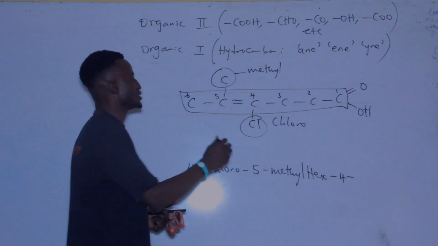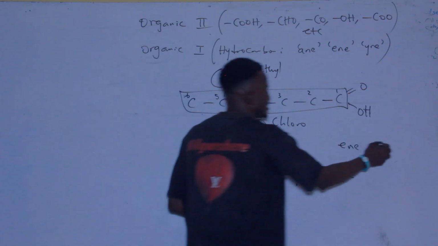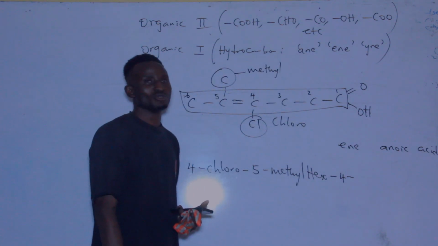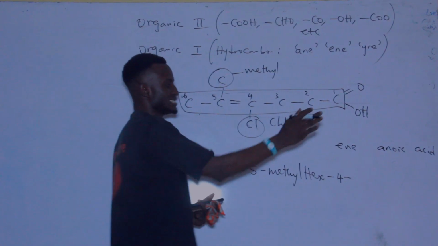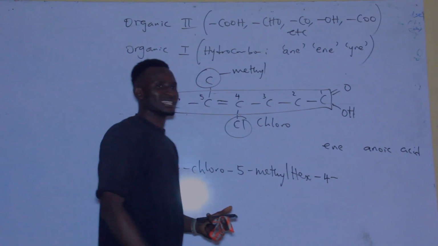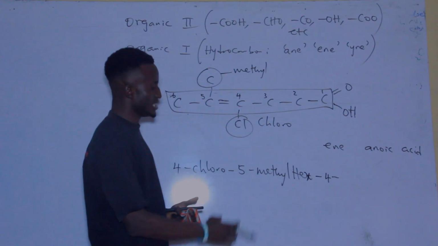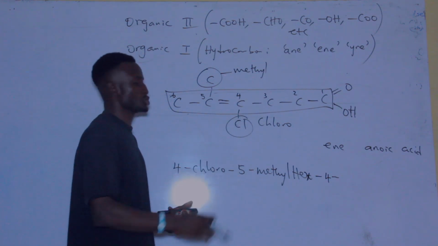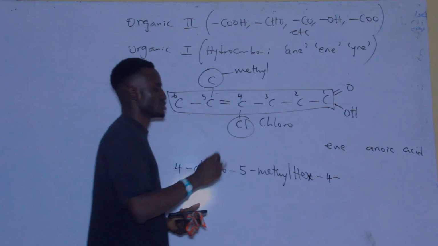But there's a mixture of organic 1 which is ene, and the mixture with what? With carboxylic acid, which is anoic acid. So we have the mixture of organic 1 and organic 2. The law still says that the organic 2 must be the one to end the naming, and that is anoic acid. But we cannot just erase the organic 1 like that. If you just put hex-4-anoic acid, then as a scientist, you may not be able to observe that there's a presence of organic 1 in the structure. But the presence of organic 1 as well must also be shown in the naming.